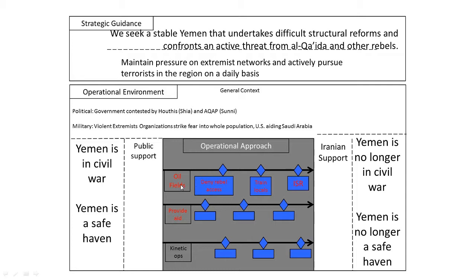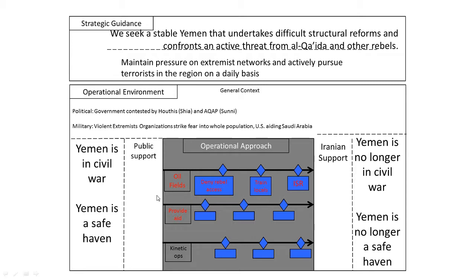This can be anything you think of, but the military has to be able to do it all. For example, if we had aid, this would have to be aid that the military can provide, so airdrops, that kind of thing. Kinetic ops is really easy. But we're going to look at oil fields. Inside each of your lines of effort, you're going to have three or more intermediate objectives. These are smaller subset objectives that you're going to be doing inside your LOE in order to achieve your LOE.